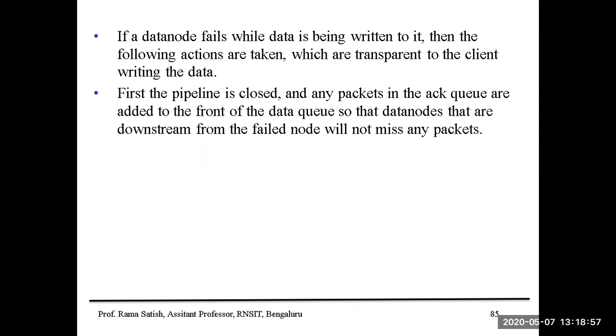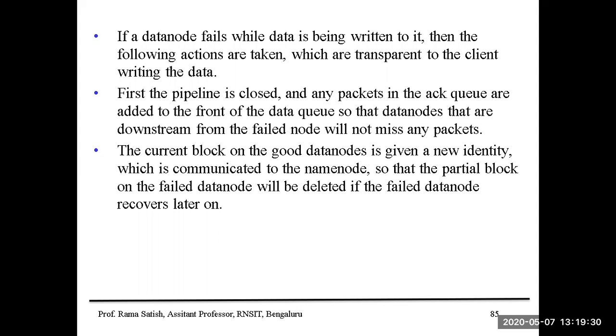So what is the first step? First, the pipe is closed. Immediately, if some data node has failed, automatically the pipe is closed and a new pipe is restarted. Any packets in the acknowledgement queue are added to the front of the data queue, so the data nodes that are downstream from the failed node will not miss any packets. The failed node will be removed.